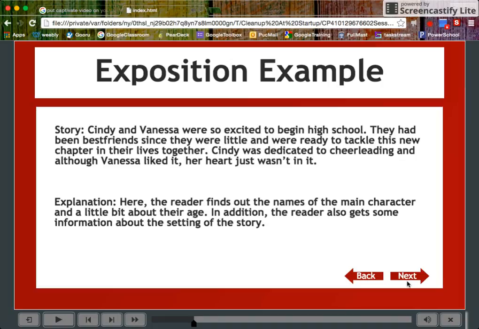Explanation. Here, the reader finds out the names of the main character and a little bit about their age. In addition, the reader also gets some information about the setting of the story.